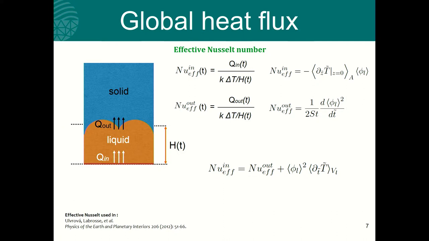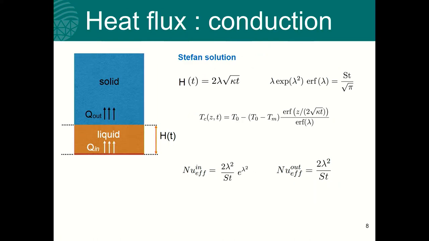Conservation of energy requires that the energy coming inside the system should be equal to the energy going out of the system plus the temperature increase in the liquid layer. We know that this temperature increase in the liquid layer is always greater than zero. It means that the Nusselt out is always smaller than Nusselt in.